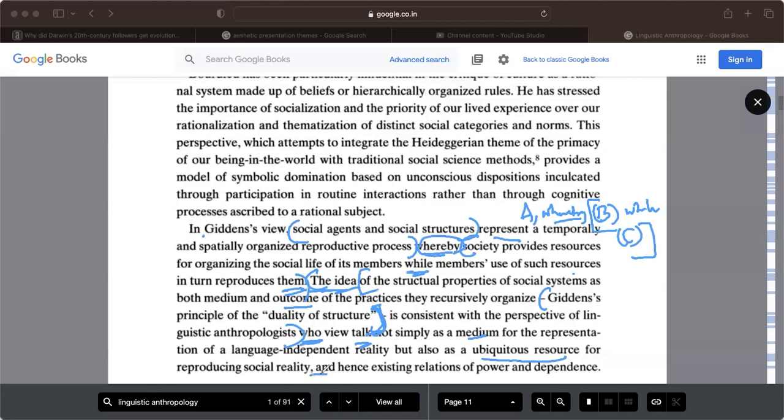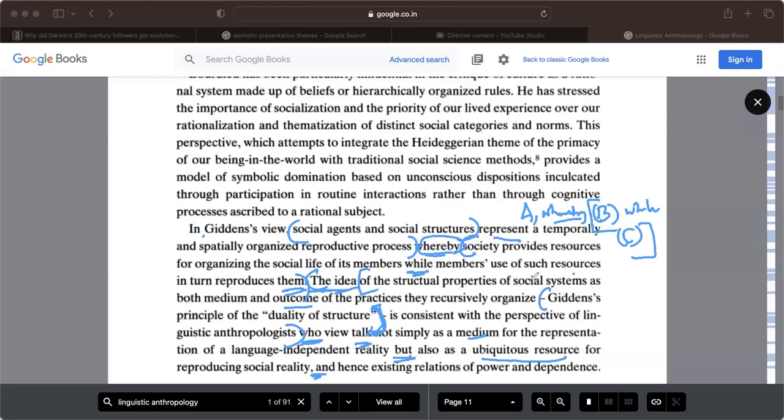This is the dangerous comma, okay? So watch out for commas like these. Who view talk not simply as a medium for the representation of a language independent reality, but, which is your conjunction, so who view talk not simply as this, but also as this. That's the structure again, okay? So watch out for these parallel structures.